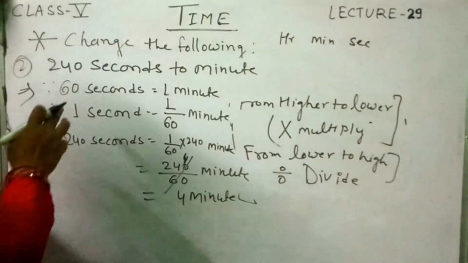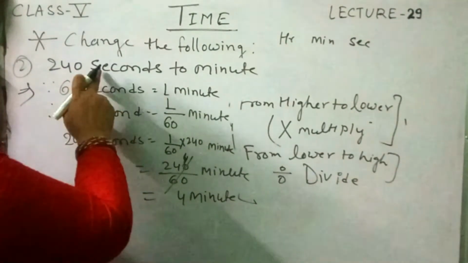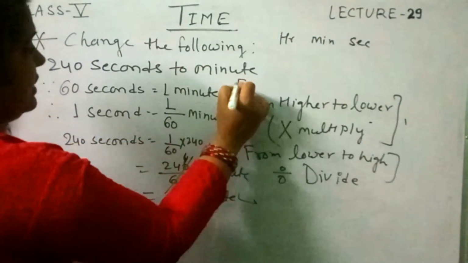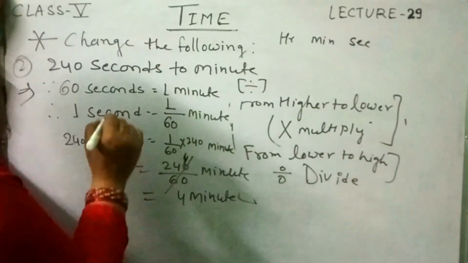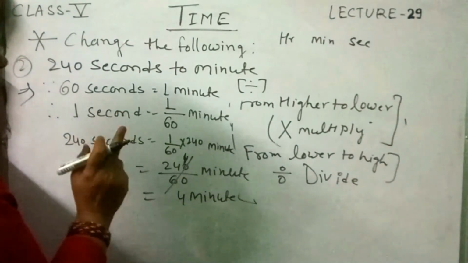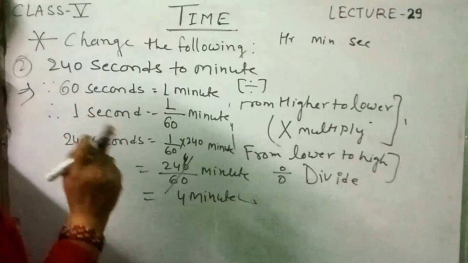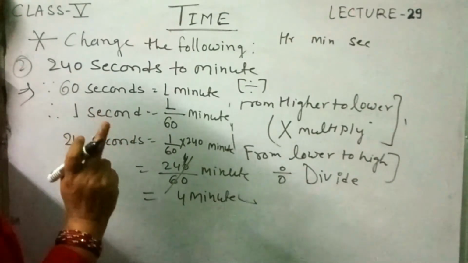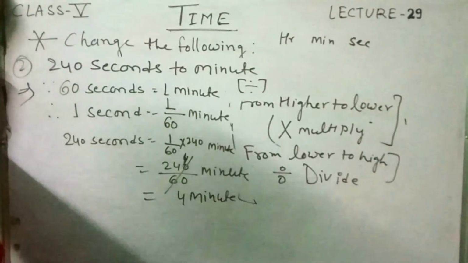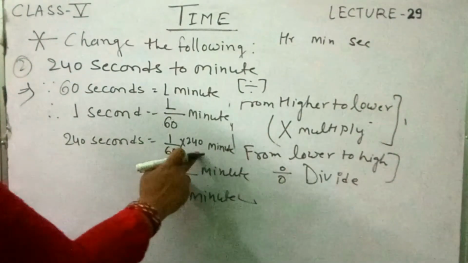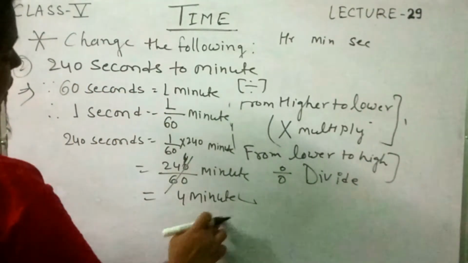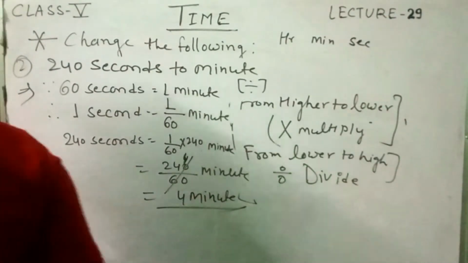But keep in your mind, when you are changing from lower to higher, at that time you have to use the symbol divide and you have to divide it by 60. Why? Because 60 seconds is equal to 1 minute, and 1 second is 1 by 60. And how much do you have to find here? 240 seconds. So you have to divide 240 by 60. Then the answer will be 4 minutes.